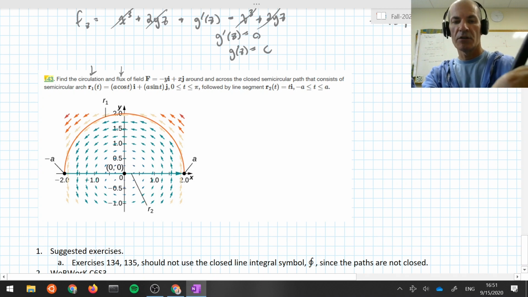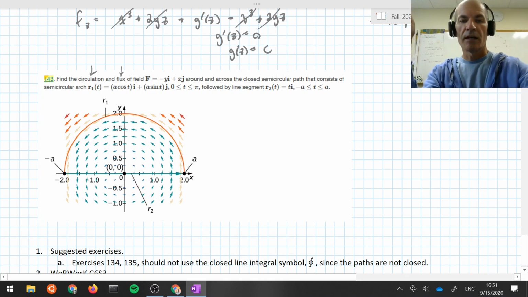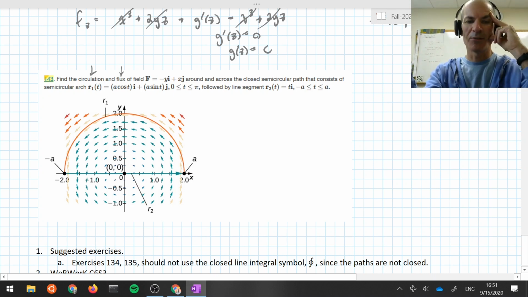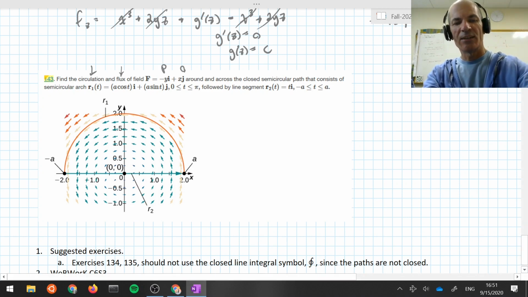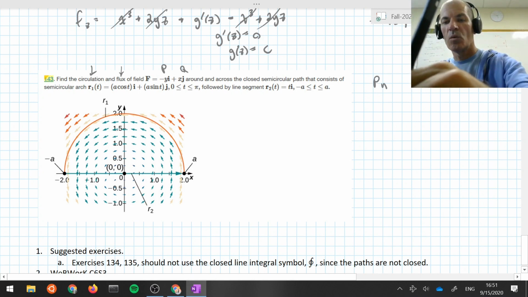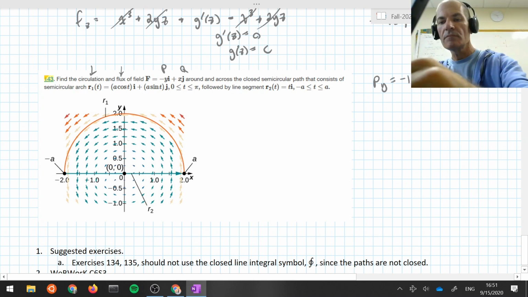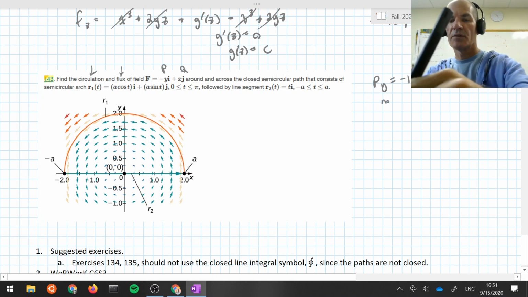This F is not conservative. How do I know it's not conservative? If I take the partial of this with respect to x, I get 0. Actually, it looks like it might be conservative. Hold on for a second. No, we're fine. Partial of P with respect to y is -1, partial of Q with respect to x is 1, they're not equal. P_y equals -1, that's not equal to Q_x, which is 1. Not conservative.